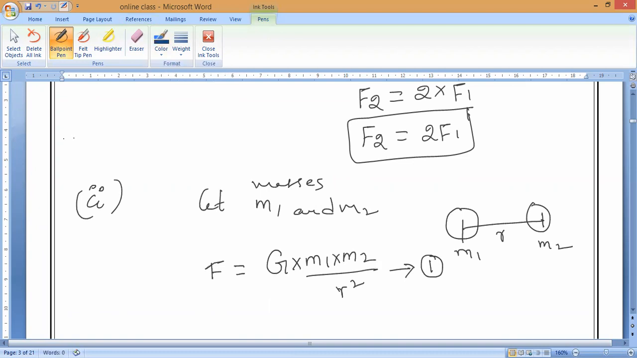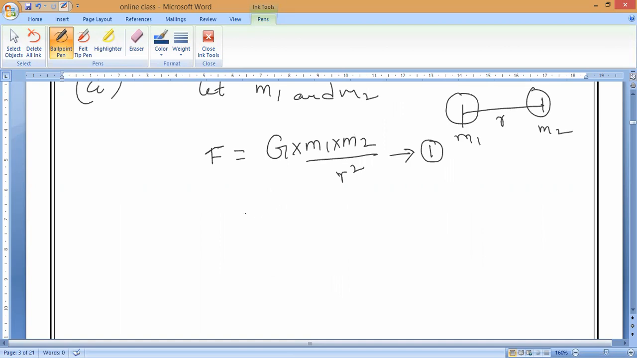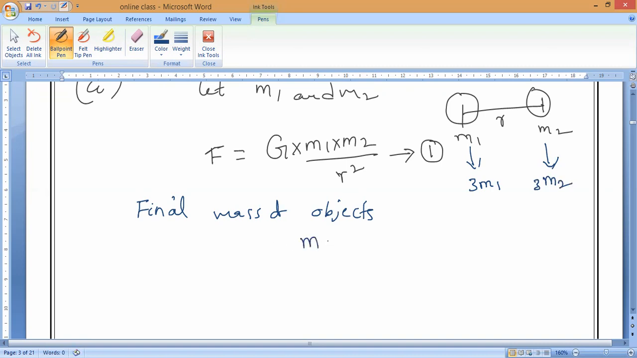Are you clear? Now, what is happening? The masses become tripled. So what will the final masses of the objects be? The final masses are 3M1 and 3M2. So this M1 will become tripled, 3M1, and M2 will become 3M2. Tripled. Understand, everybody?